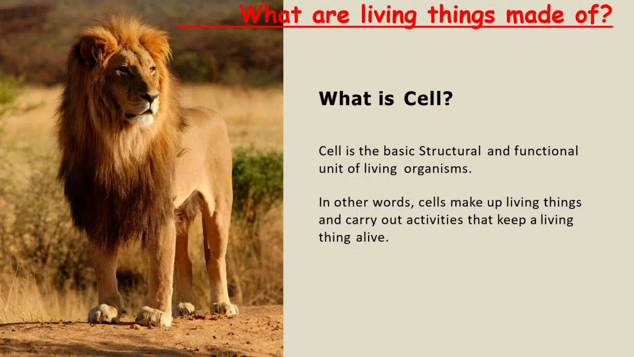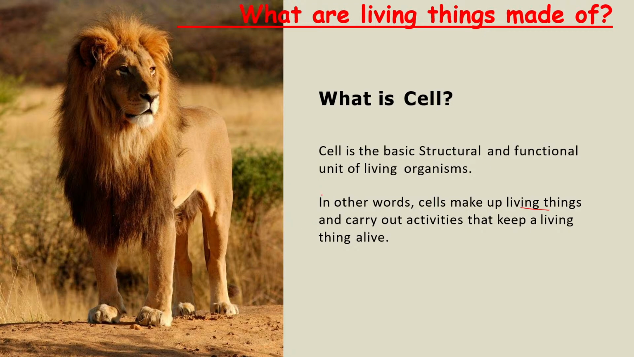So let's begin. I have a question for you. What are living things made up of? Or what is a cell? We say cell is called the basic structural and functional unit of life. But my question here for you is, what do you understand by the term cell? We say that cell is nothing but the basic structural and functional unit of a living organism. In other words, the cells make up living things, and this helps in carrying out different activities which are essential for the living organism to survive.